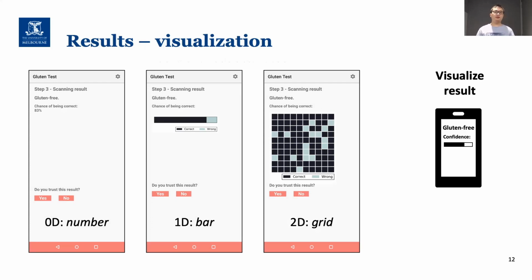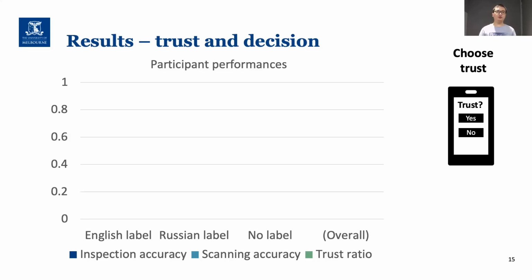Next, we'll visualize the results of the scanner by showing a confidence level of the scanner, because it is not perfect. We have 3 visualization conditions with different dimensionalities. 0 dimension is the number, 1 dimension like a bar or a scale, 2 dimension like a grid or an icon array. All the 3 techniques are well known. Finally, we'll let participants choose if they trust the technology or not.